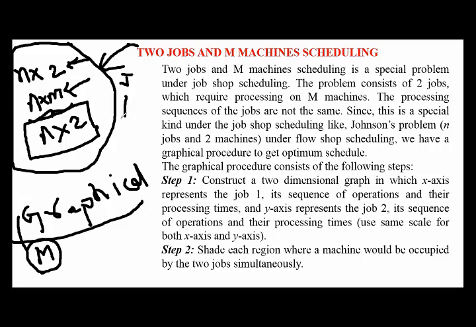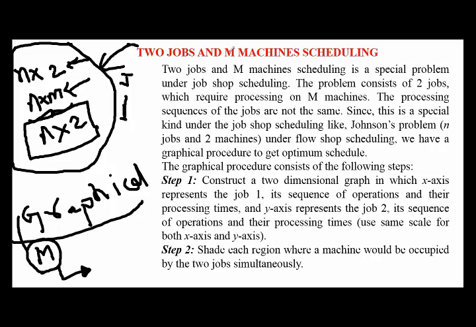In Johnson's principle, we are following the job sequence. In the graphical method, we are going to take the machine sequence. According to the machine sequence, we are going to perform the jobs. Here we have some procedure to solve this problem, to solve the n jobs m machines or two jobs m machines problem by taking the graphical method.